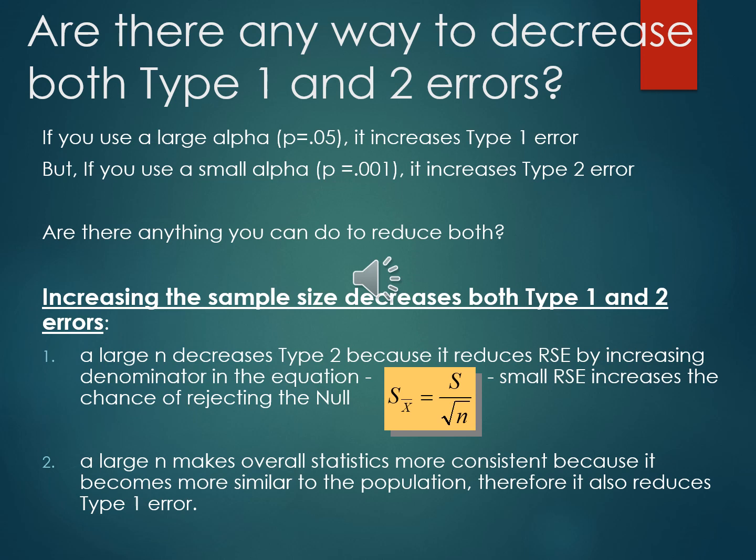Therefore, you tend to reject the null hypothesis. So the formula has a built-in mechanism to increase rejection when the sample size is large. That's the type 2 error decrease due to larger sample size. Now, besides the formula, when the sample size is larger, the observed statistic becomes more consistent. Eventually it becomes the same when you reach infinite sample size. Therefore, it also decreases type 1 error because it becomes much more stable and consistent.